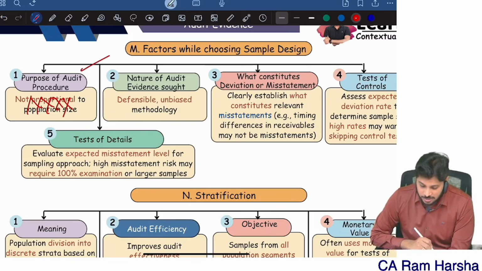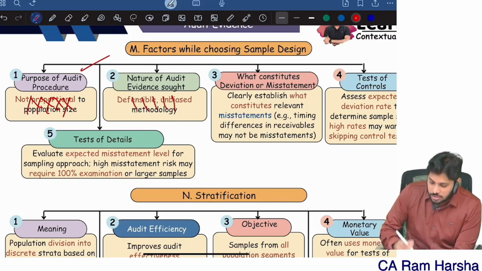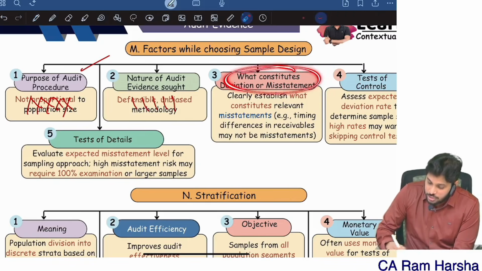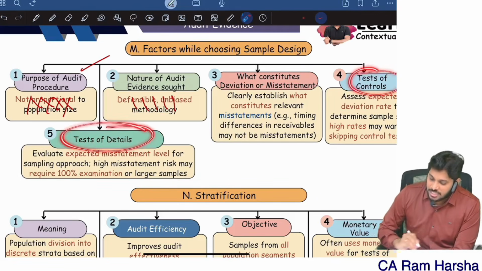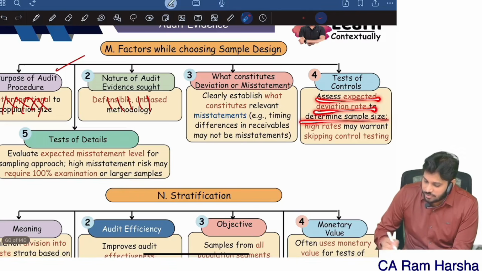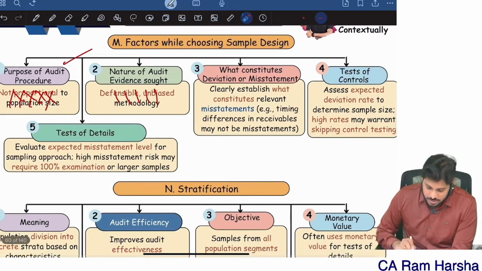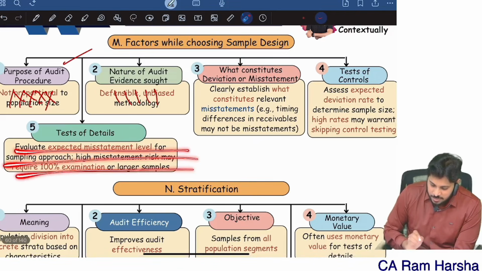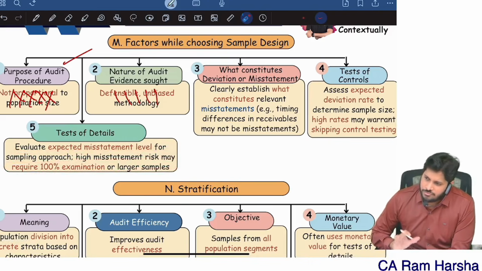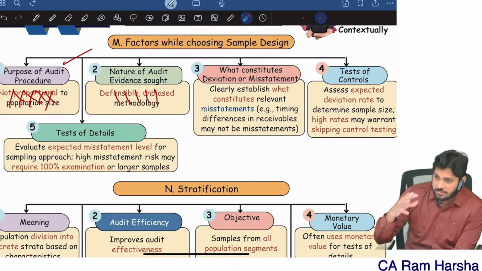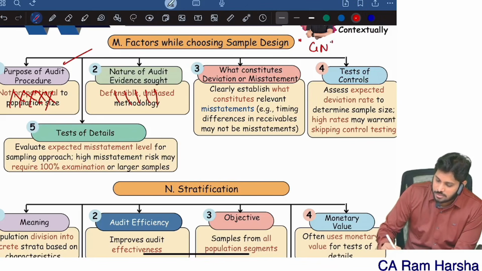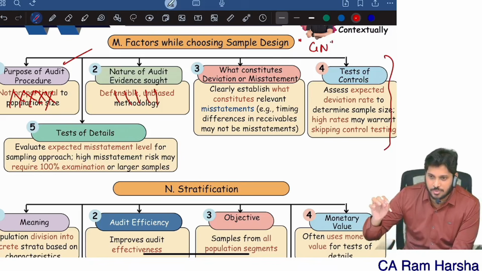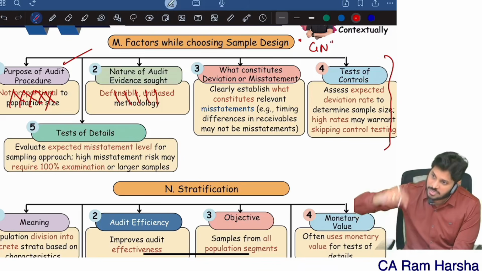Purpose of audit, nature of evidence you want, and what constitutes misstatement you should first define, and test of controls and test of details. Use expected rate of deviation to determine sample size. Evaluate expected misstatement level, all that. Factors that we will use while using sample design. Here, better refer to the Goat notes once, because even if you read short notes material, you may not get the clarity sometimes, so better read the Goat notes material.